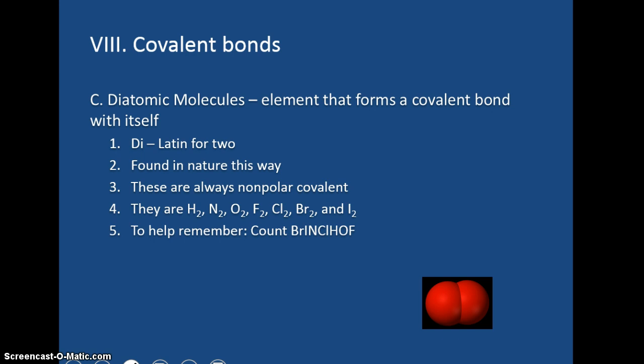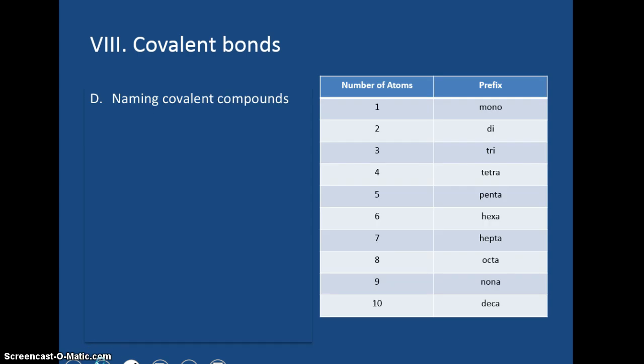And so to help remember, you can remember Count Brinkelhoff. So Brinkelhoff stands for each of those 7 elements. There's another way also to remember that, and that is looking at the periodic table, and I'll show that to you in class. Now let's talk about naming covalent bonds.